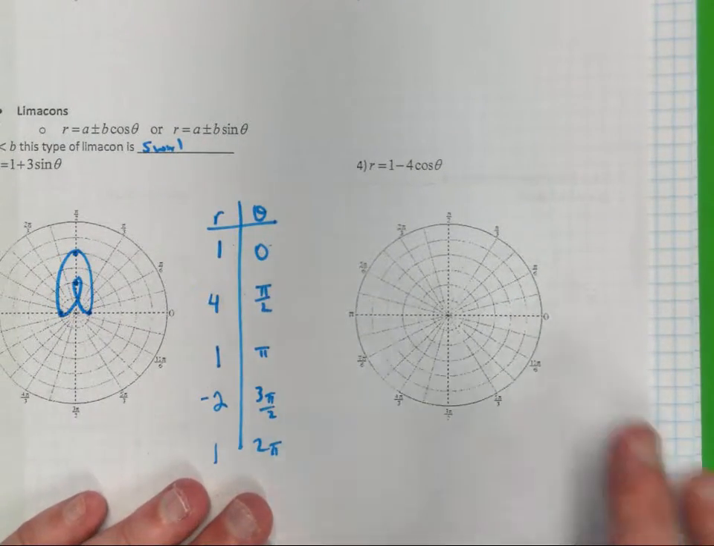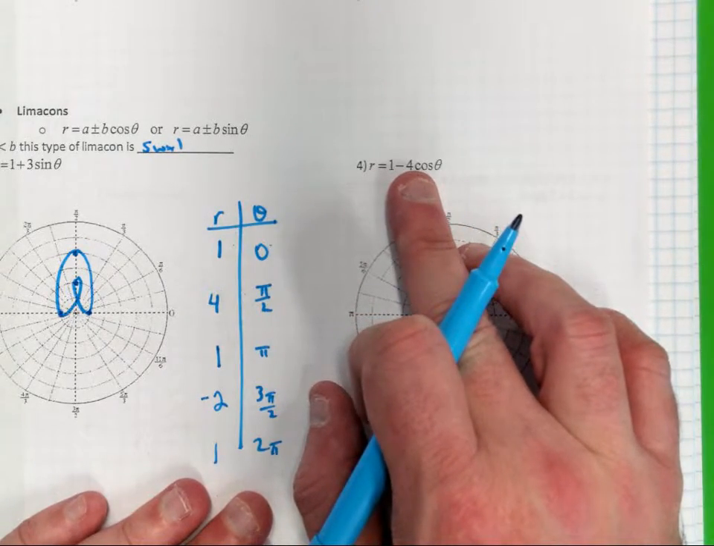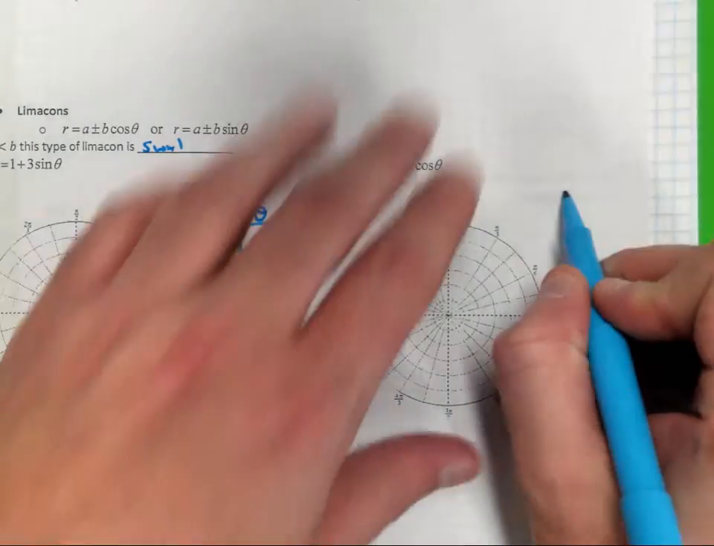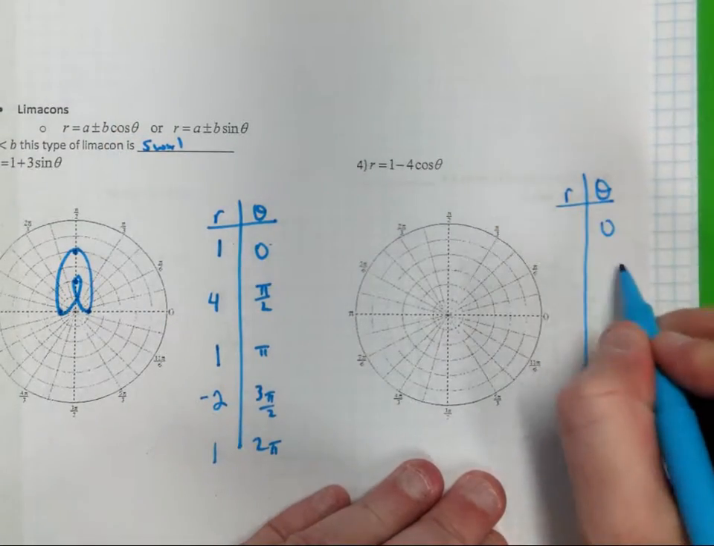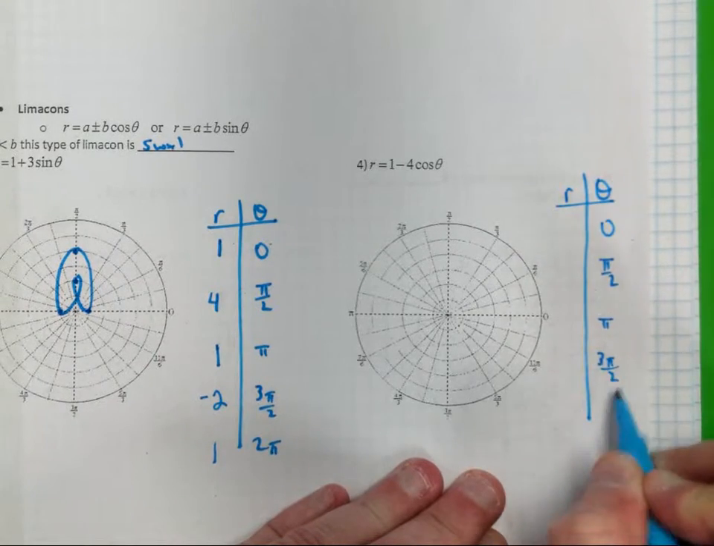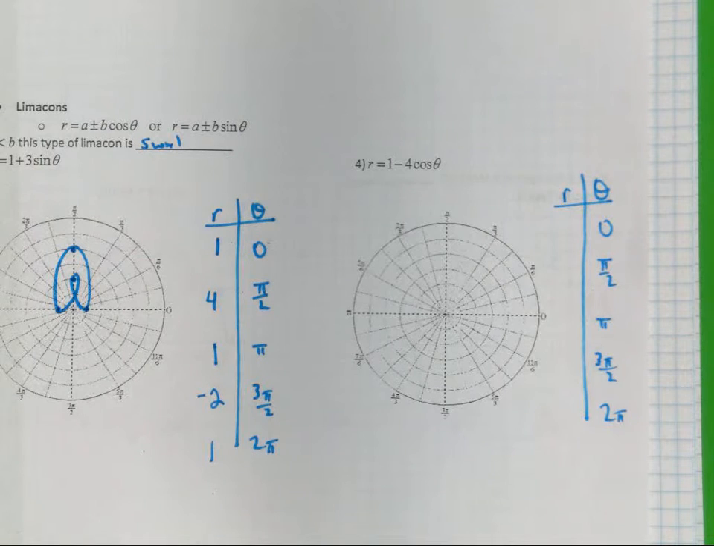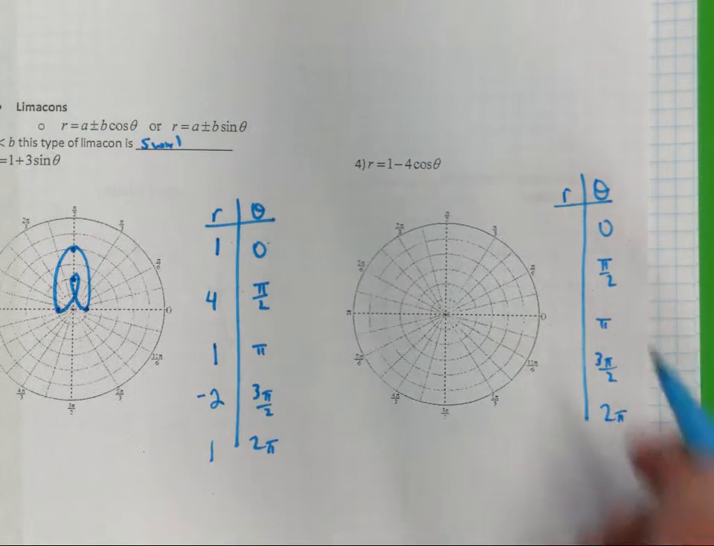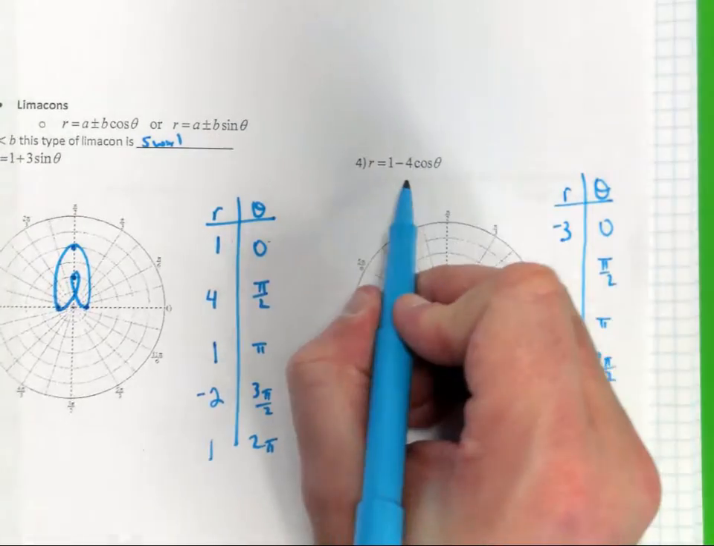On number 4, do you see that the absolute value of 1 is less than the absolute value of negative 4? That's why we have a swirl. What's cosine of 0? 1. 1 minus 4 is what? Negative 3. Do you see that?